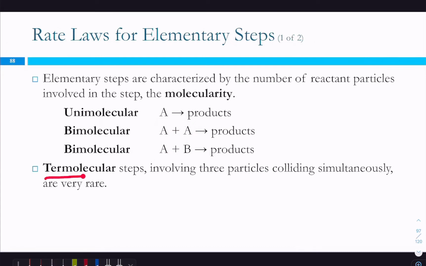You can have termolecular steps, but remember collision theory: the odds of getting 3 separate molecules to collide, let alone with the right orientation, is very, very rare. It's not going to happen very often, so termolecular steps are going to be incredibly rare. For this class, because we'll have a quiz on this, think either bimolecular or unimolecular.